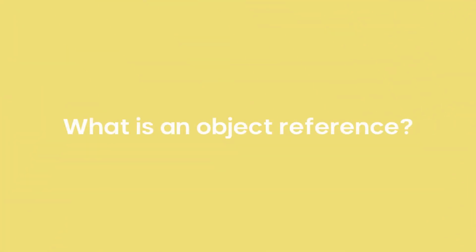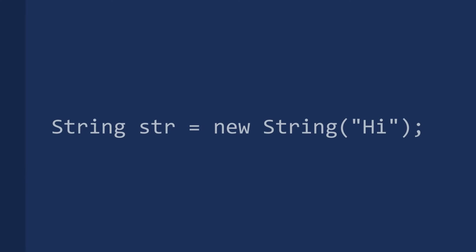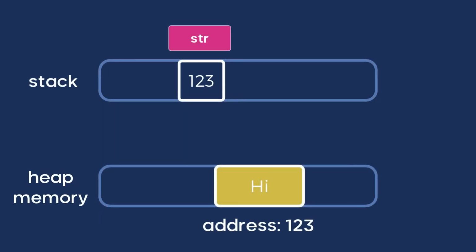Before we learn about the null pointer exception, it is necessary for us to understand what an object reference is in Java. This statement creates an object of the String class using the new keyword and assigns it to a reference named str. Here, str is an object reference of type String. An object reference contains the address of the class object. In other words, a reference points to an actual object stored in the Java heap memory. Here, the str reference contains the address of the String object containing the string "hi".